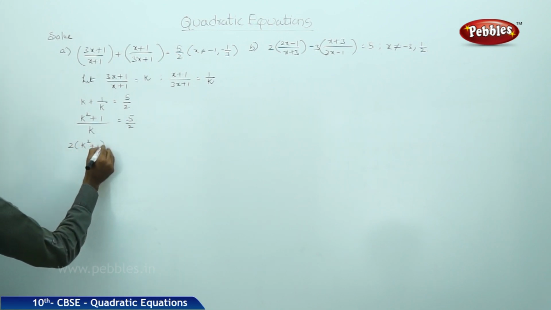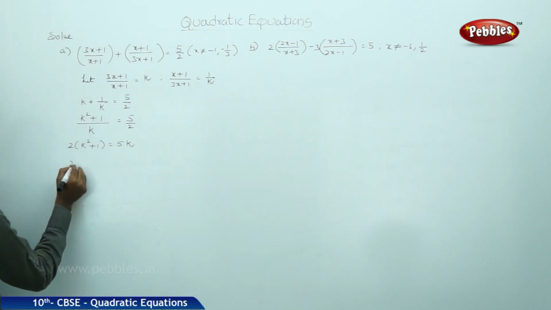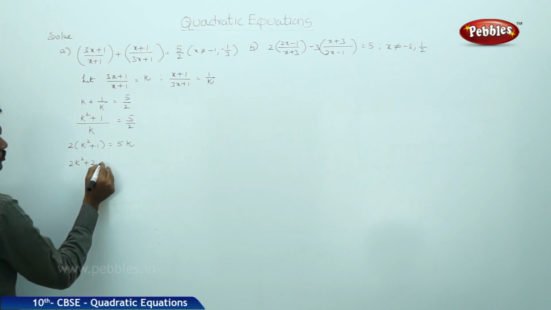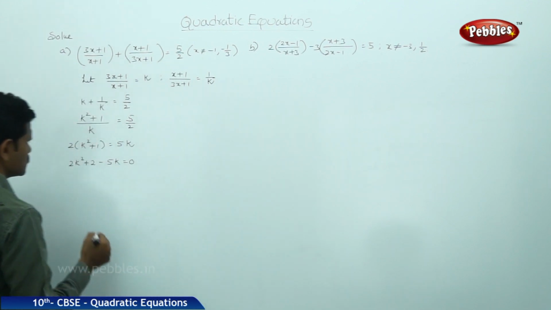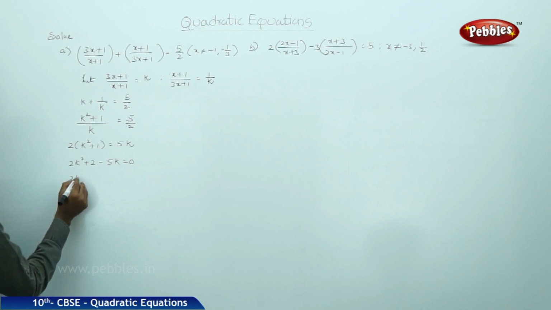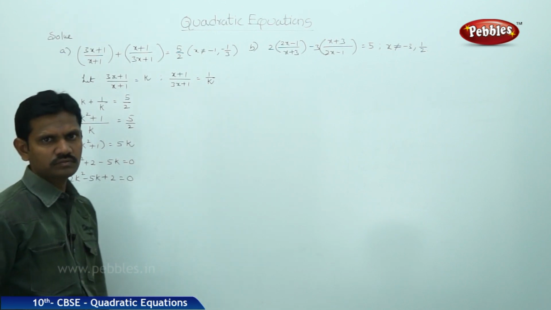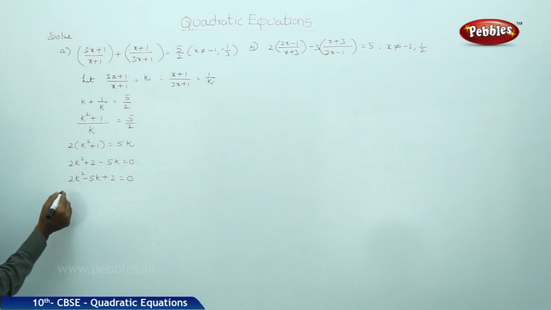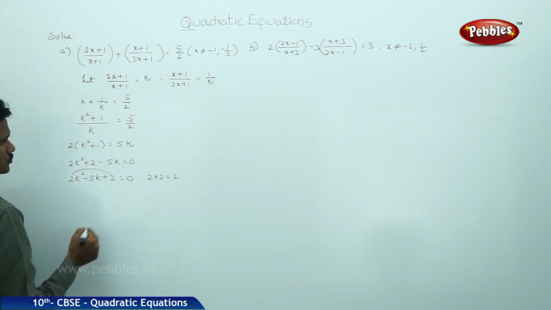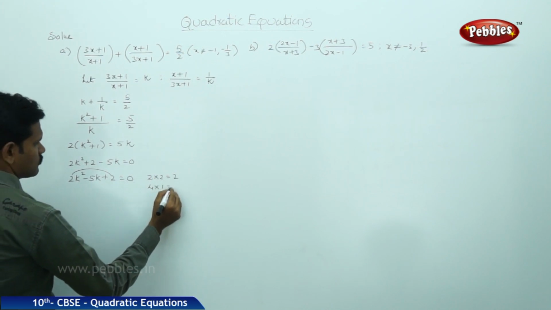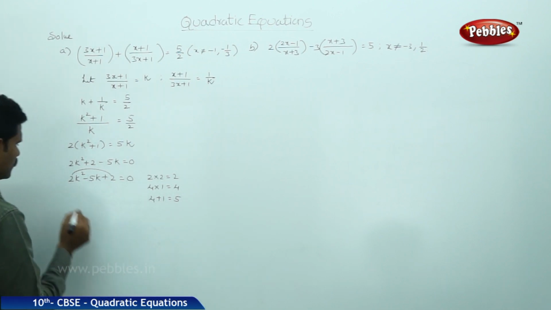2 times of k square plus 1 is equal to 5k. That is 2k square plus 2 minus 5k is equal to 0. Now arrange this one. 2k square minus 5k plus 2 is equal to 0. Now 2 times 2 is equal to 4. 4 times 1 is equal to 4. 4 plus 1 is equal to 5. My middle term 5. Now arrange these factors.